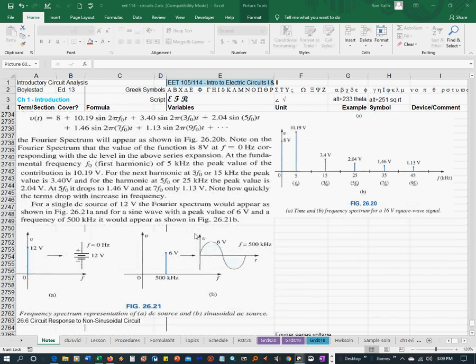Here's another example below. This is a 12 volt DC source, 0 hertz. For a single DC source of 12 volts, the Fourier spectrum would appear as shown. And for a sine wave with a peak of 6 volts and a frequency of 500 kilohertz, this is how it would appear. These are simple examples. This would be just a DC source, and this is what it would look like graphically. And then this is the graph, the Fourier spectrum of just this frequency.